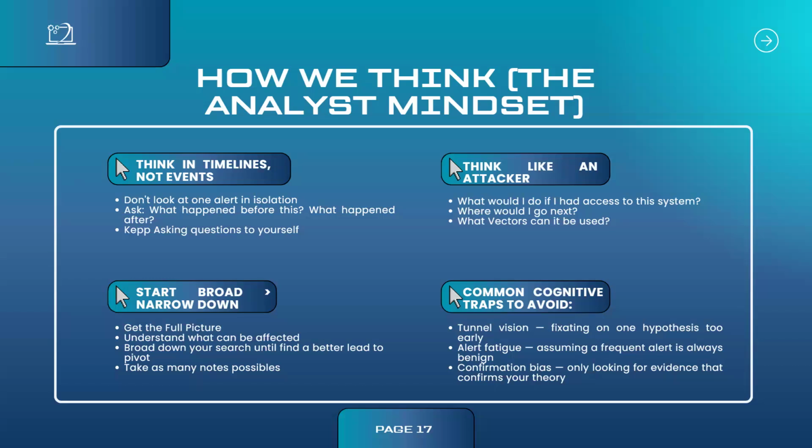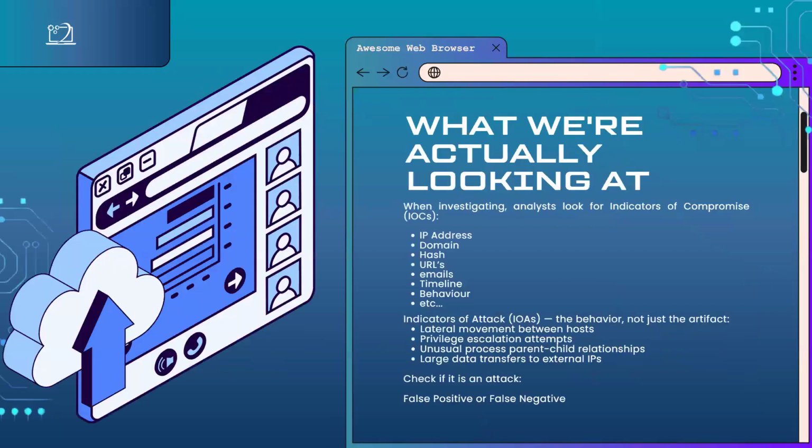Alert fatigue is when you assume that an alert that is always happening is actually fine. Sometimes an alert that is always happening could be cause for trouble, a lot of times. If something is happening a lot, you need to ask, okay, why is this happening so much? Maybe it is a misconfiguration of our firewall. I don't know. And then confirm our biases. So always be careful about biases.